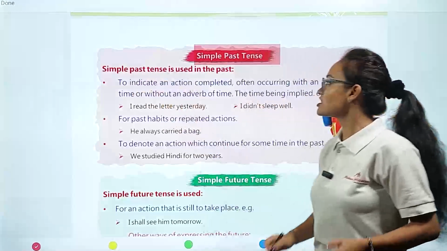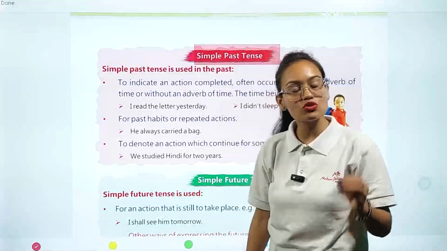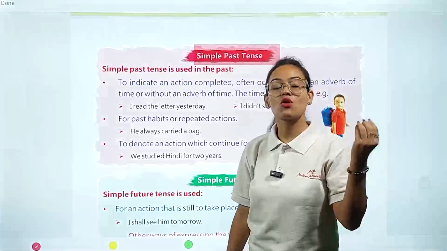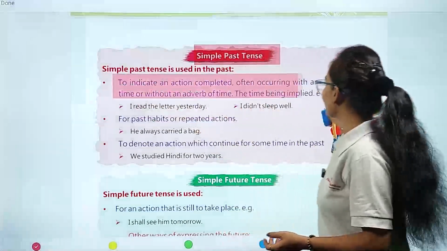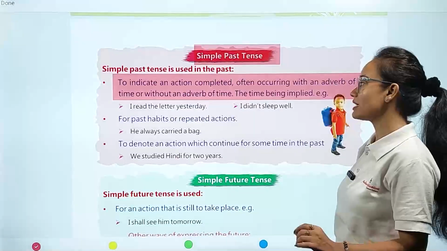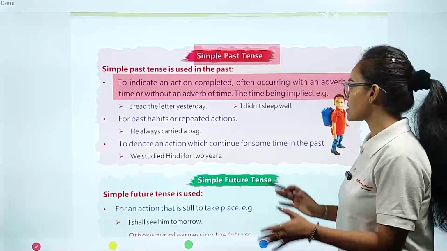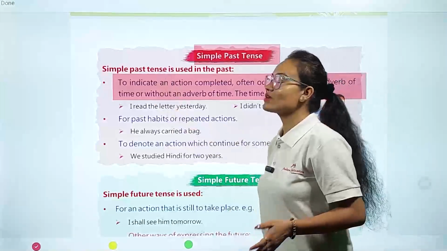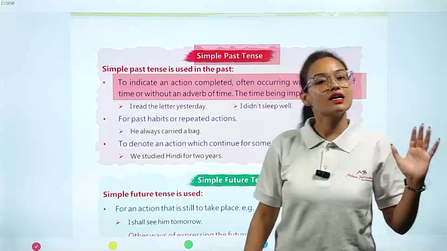Simple past tense is used in the past. Simple past tense is always used to talk about past things. Example, you can see here, to indicate an action completed, often occurring with an adverb of time or without an adverb of time, the time being implied. See here, my dear student, the action is already completed.